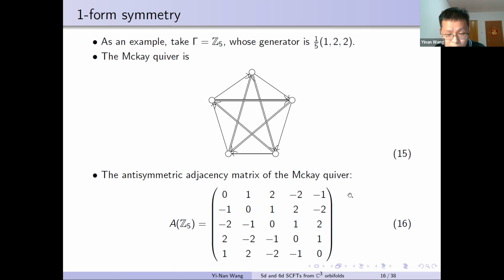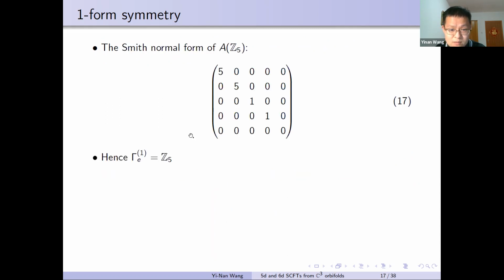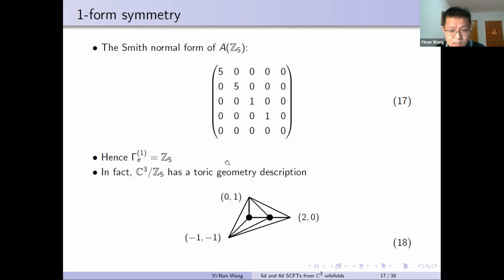And then we compute the Smith normal form of this matrix, which takes this diagonal form. These diagonal numbers are basically the double copy of the Smith normal form of the curly intersection matrix M. Because of that, we can directly deduce that the electric one-form symmetry of this theory is Z5, because of the 5 over here. And in fact, for this abelian case, it also has a toric geometry description like this, and you could verify this computation geometrically pretty easily.